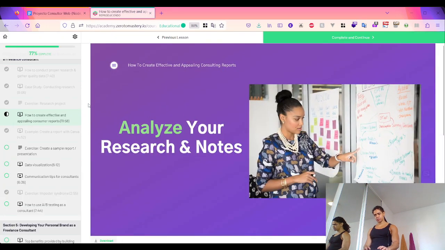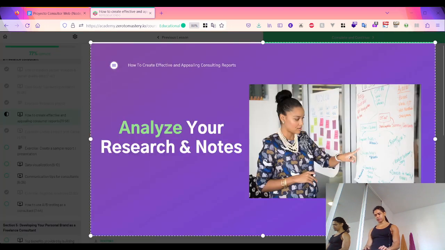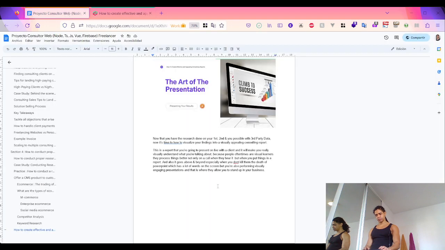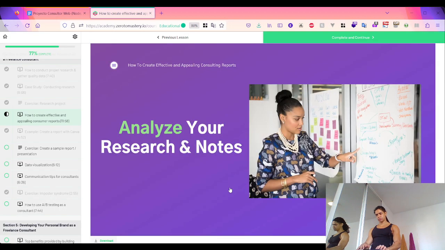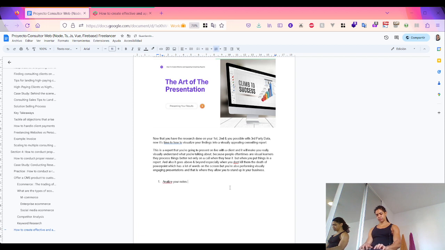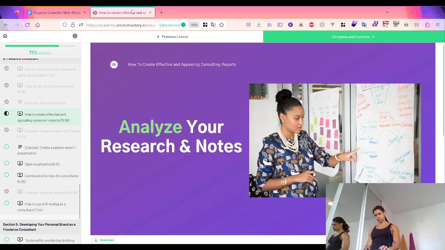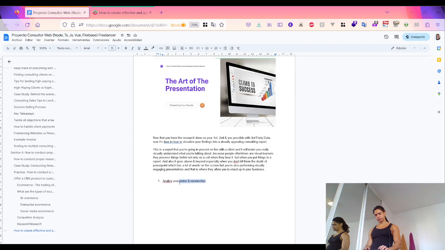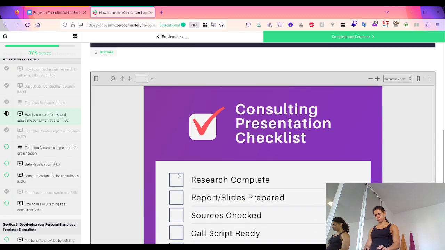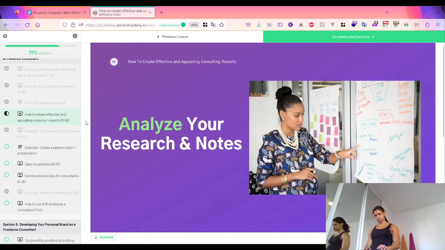The first step is to analyze your research and your notes, because reporting is very powerful when it is done the right way.